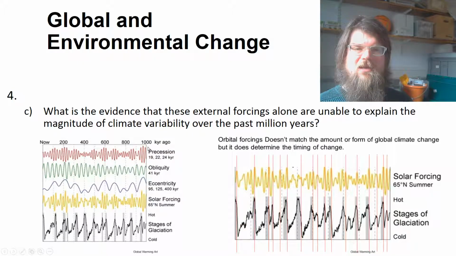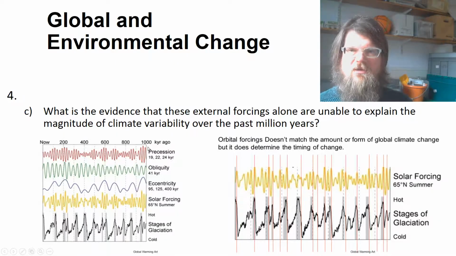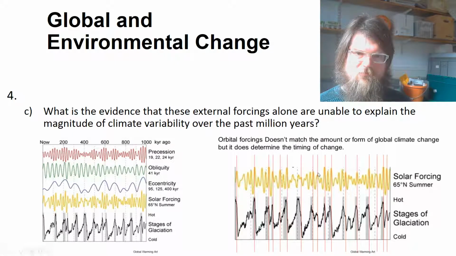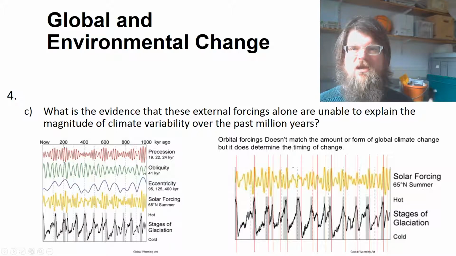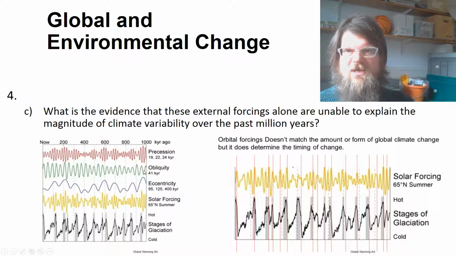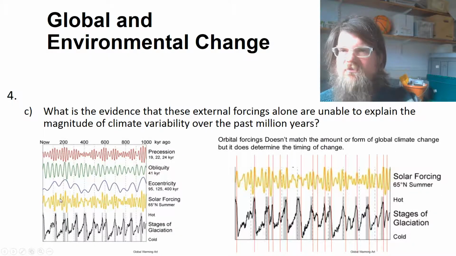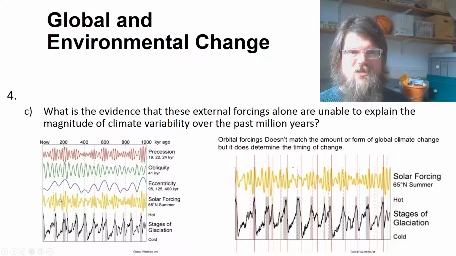Now you can kind of, at any one latitude, all these different orbital parameters will combine together to give an amount of radiation that place on Earth is receiving through time. And you can see here an example of 65 degrees north. We can see that this is what the Earth is receiving in summer.